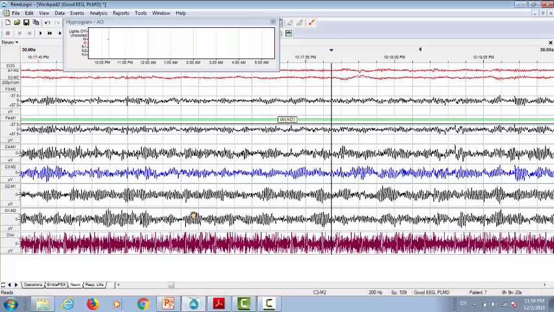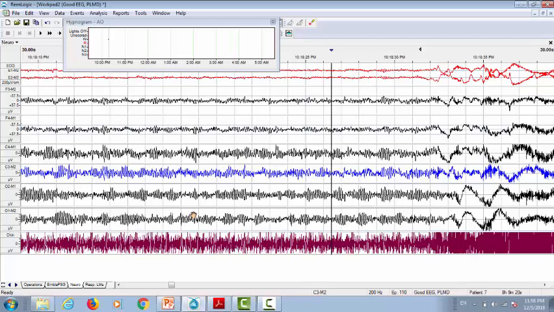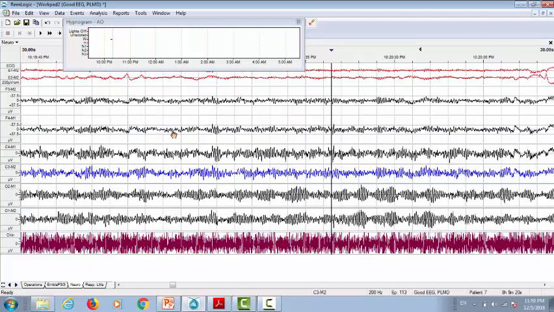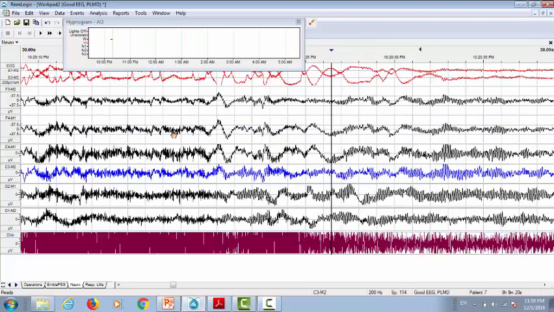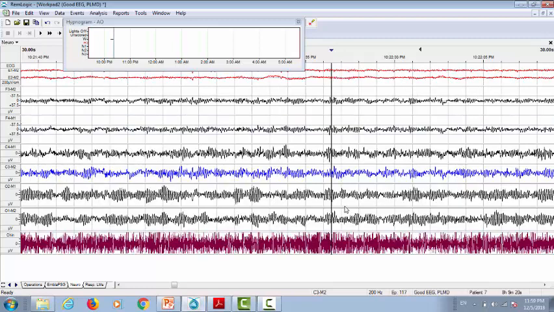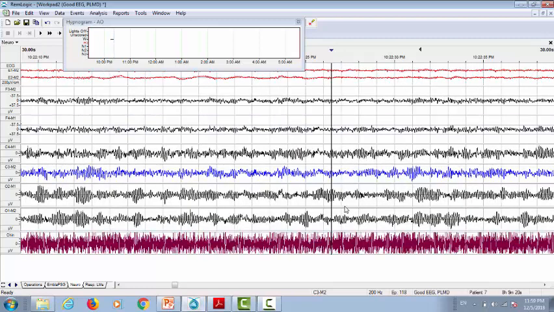No attenuation of alpha, and we have reading eye movements. Active wakefulness, eyes closed, and we have alpha rhythm that makes more than half of the entire epoch duration. Blinks and reading eye movements, and at the end we have closed eyes and we have alpha rhythm. So this is wakefulness, continuation of wakefulness, wakefulness, wakefulness, wakefulness.